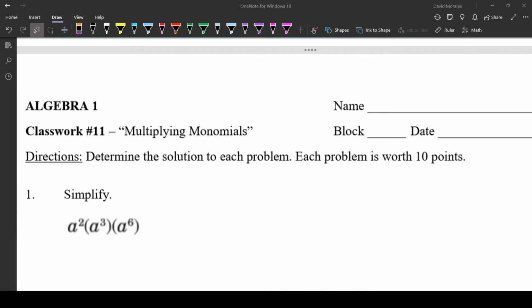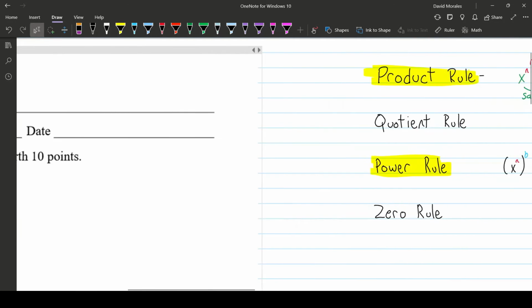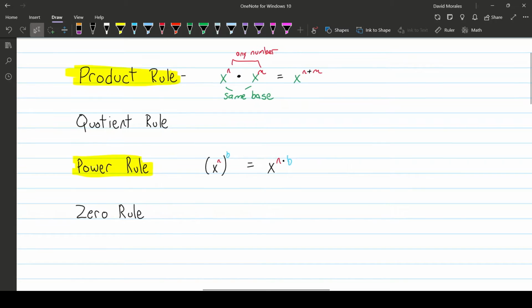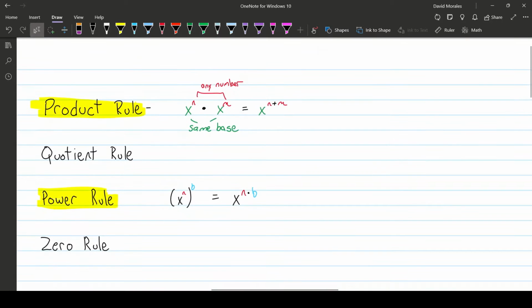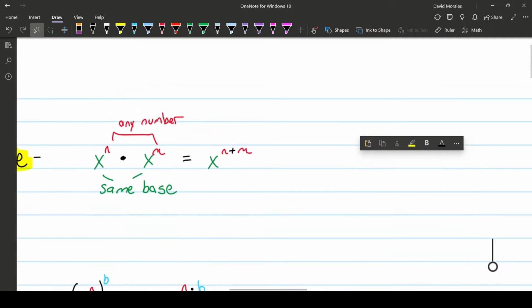Okay, so we're going to be doing classwork 11, multiply monomials. You cannot do this on Desmos, so you're going to have to listen, follow along, and hear the logic behind how these things work so that you can do them on your own. Well, talking about logic, we're going to be using 4 rules to cover this. The ones covered in this worksheet are only the product rule and the power rule. Let's get started with the product rule, okay?